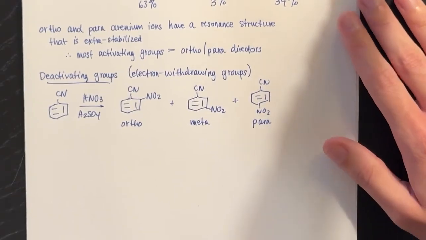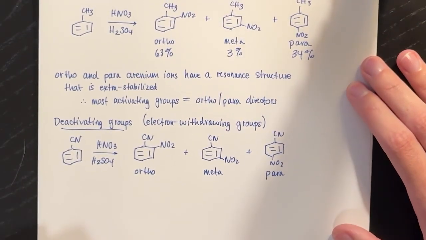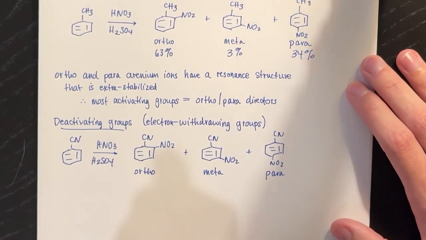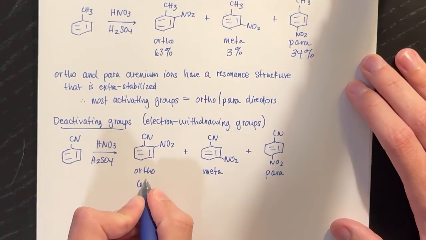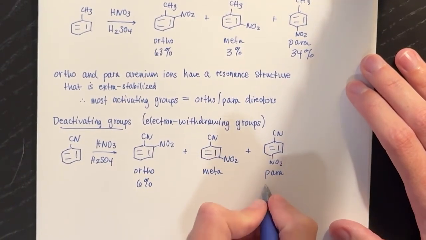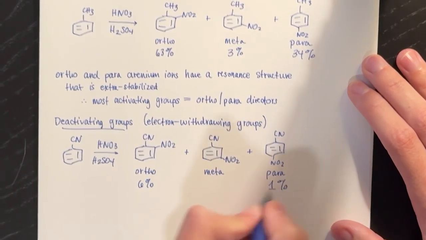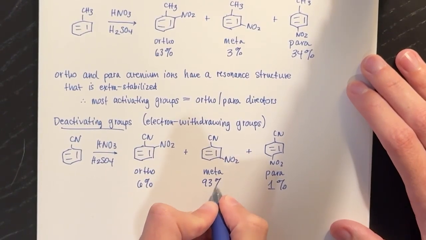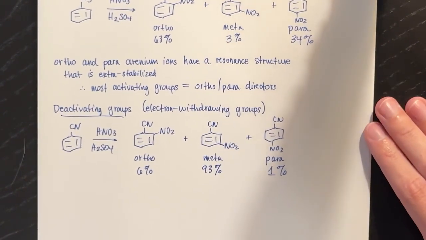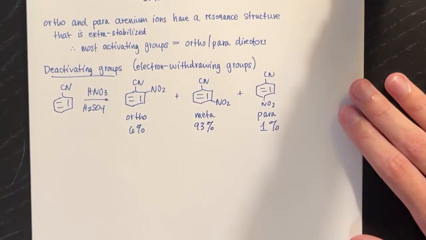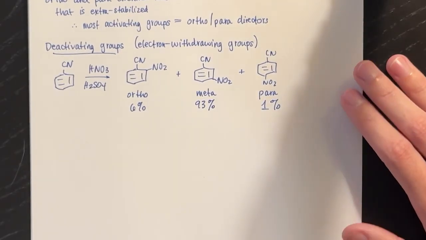All right, so the ortho-meta-para distribution for this reaction is even more extreme. 6% ortho, just 1% para, and 93% meta. So very selective reaction.